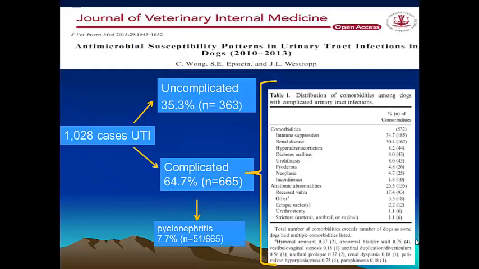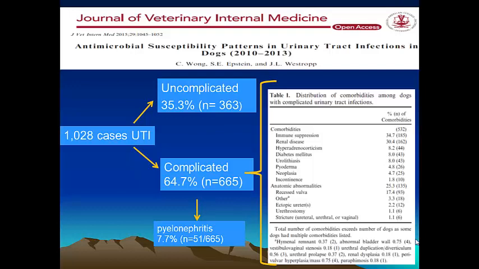With everything we just said, let's wrap up with a study. They look at historically a population of dogs with the three main categories of urinary tract infections, and they wanted to determine how the use of antimicrobials was associated with antimicrobial resistance. So as you can see, they had a population of 1,028 cases of urinary tract infection, and they were classified as uncomplicated, complicated, or pyelonephritis.